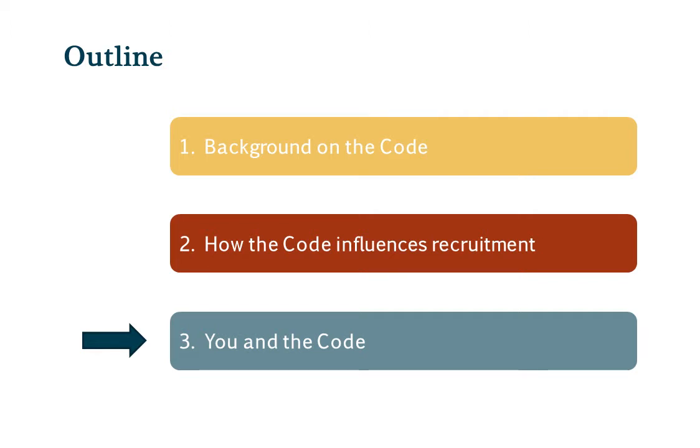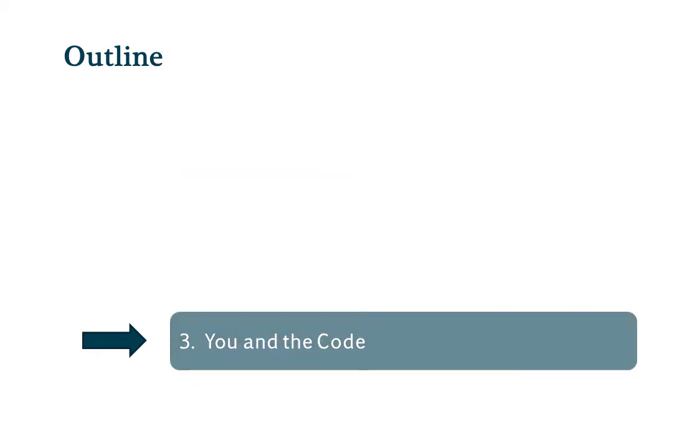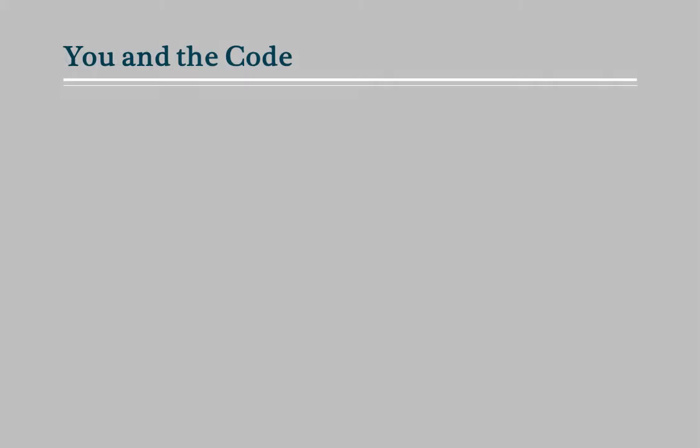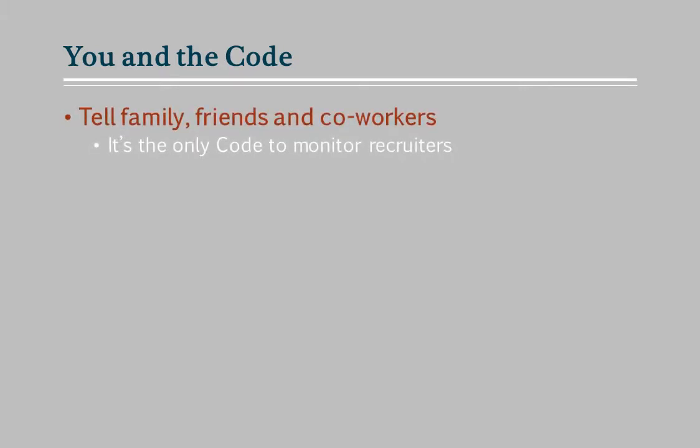You have an important role in helping to get the Code adopted. There are 3 things you can do. First, tell family, friends, and coworkers about the Alliance Code, the certification program, and the survey monitoring program. You could tell people that the Alliance Code is the only code in the international labor recruitment industry with a monitoring system to regulate recruiters and employers' practices.